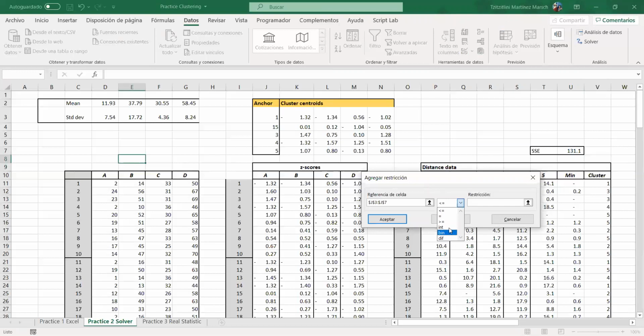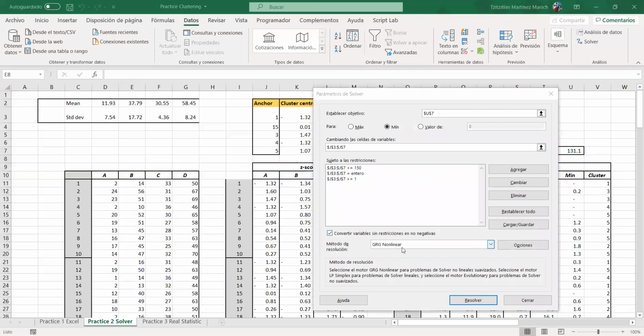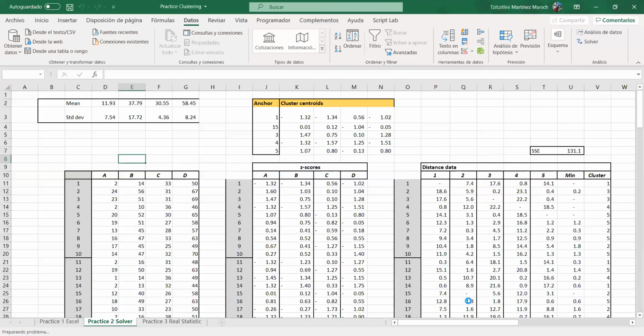So here, it's an int, which means whole. And we have our 3. And it's very important here, this is not linear. We don't want something linear. Remember, it's predictive, so we want to keep evolving, and that's what's called evolutionary. And you hit solve, and it's going to take a while.